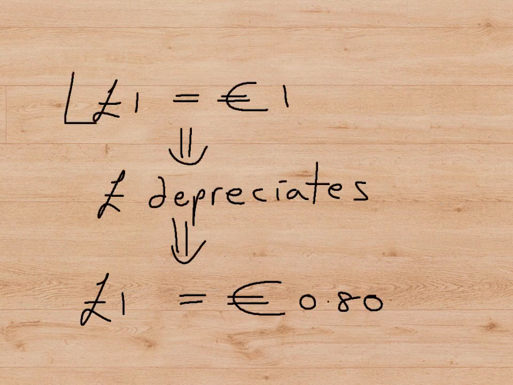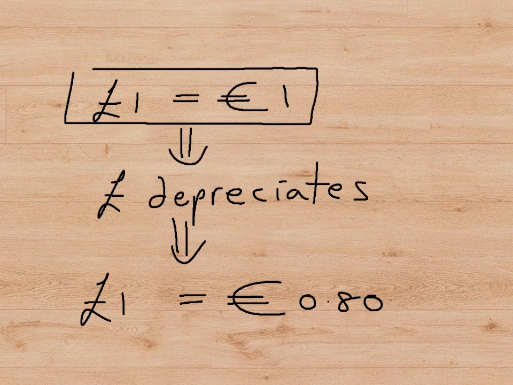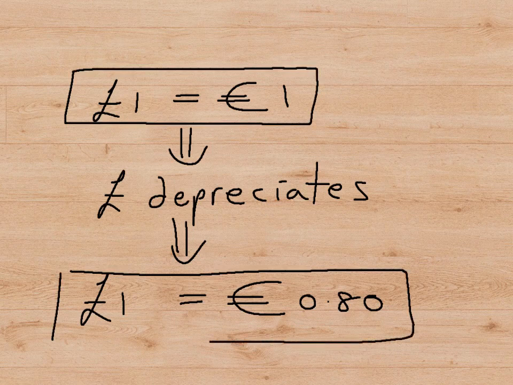Imagine that the exchange rate of the pound initially was £1 equals €1. If the pound depreciates, it means the price of the pound in euro will be less. So £1 will only now cost 80 cents instead of €1.